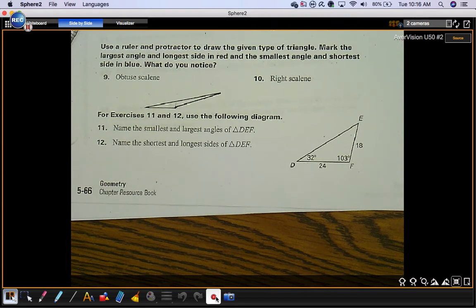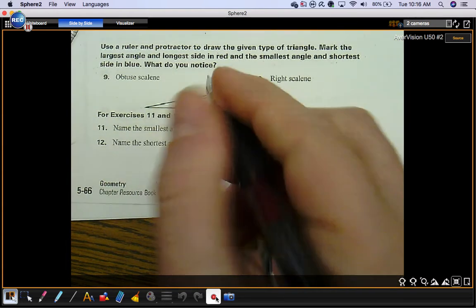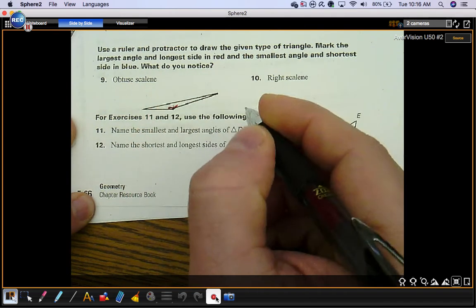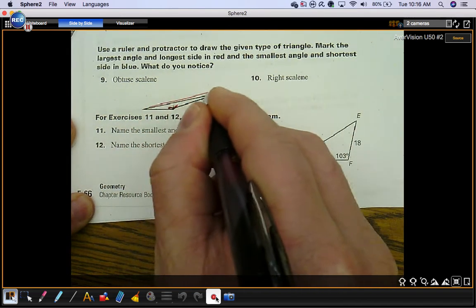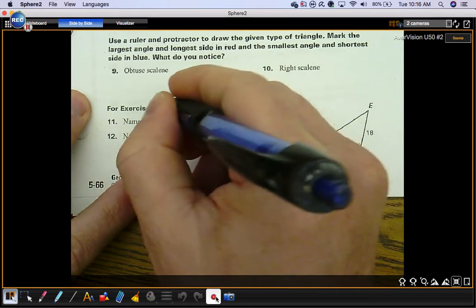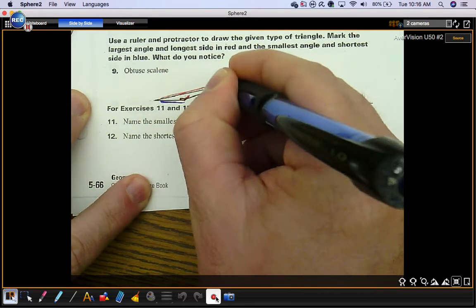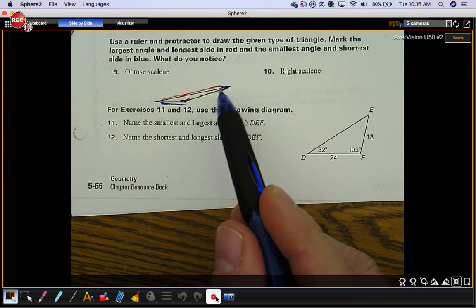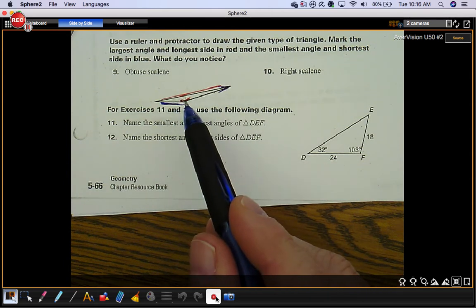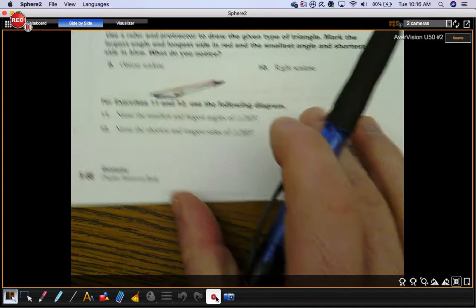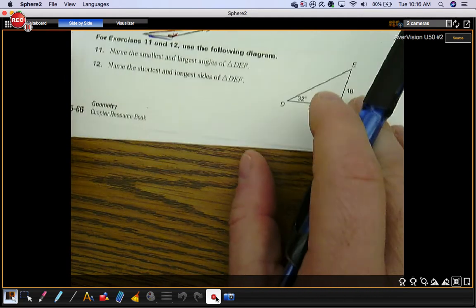So they wanted you to use red. This would be your largest angle, and then this would be your longest side. And this gets pretty messy pretty fast depending on what kind of triangle you drew. But that's your shortest side, and that's your smallest angle. What do you notice? Across from the smallest is the smallest. Across from the biggest is the biggest. So on and so forth. So that's how you do number 10 as well.